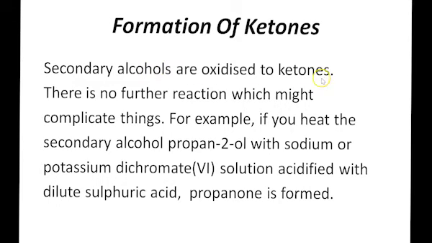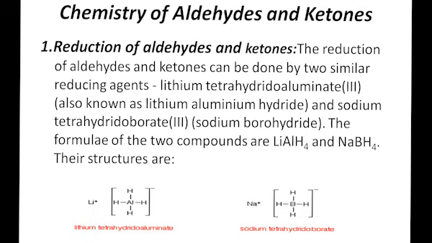Secondary alcohols are oxidized to ketones. There is no further reaction which might complicate things. For example, if you heat the secondary alcohol propan-2-ol with sodium or potassium dichromate solution acidified with dilute sulfuric acid, propanone is formed. And there is no further reaction because there is no hydrogen directly connected to the carbonyl group.